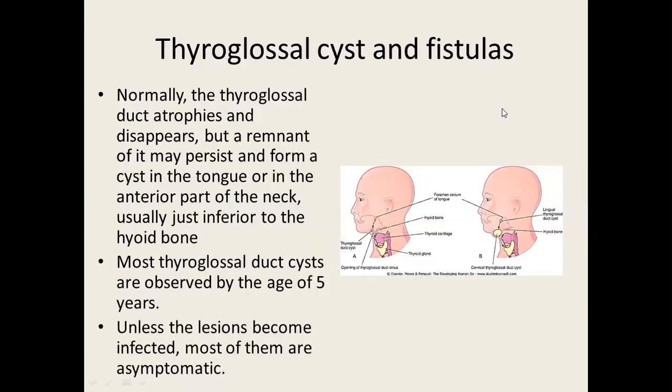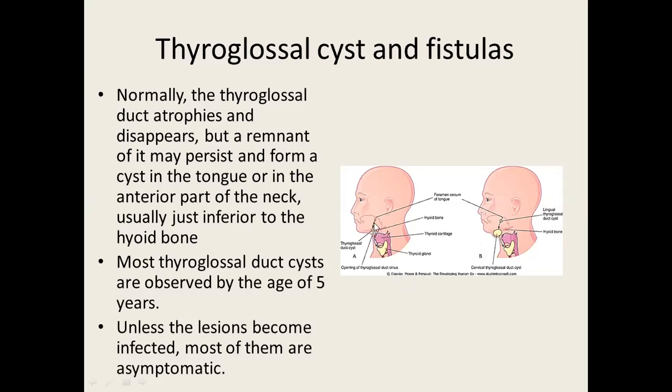Now, the clinical considerations. The first clinical consideration is the thyroglossal cyst and fistula. Normally, as we have studied, the thyroglossal duct disappears; it regresses. But sometimes there may be a remnant of this duct. It may persist in the form of a cyst, either in the substance of the tongue or in the anterior part of the neck, just below the hyoid bone. Most thyroglossal cysts are observed at 5 years of age. Unless the lesion is infected, most patients remain asymptomatic.